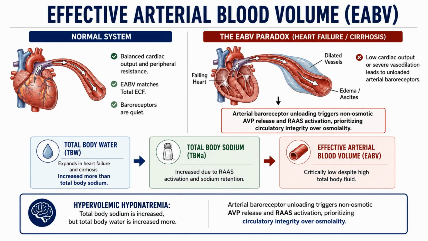That is the paradox of hypervolemic hyponatremia. Total body sodium is increased, total body water is increased even more, and effective arterial blood volume is still perceived as low. Clinically, this is why a swollen patient can still have high AVP.